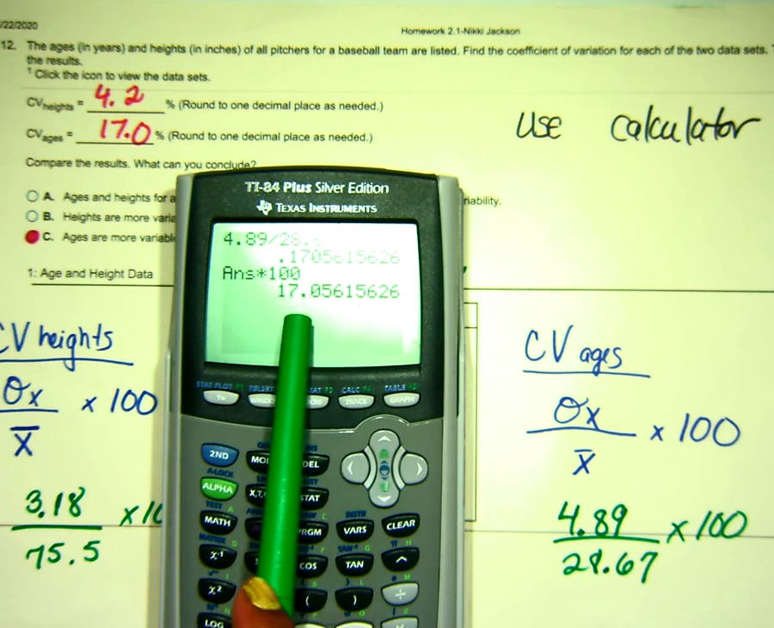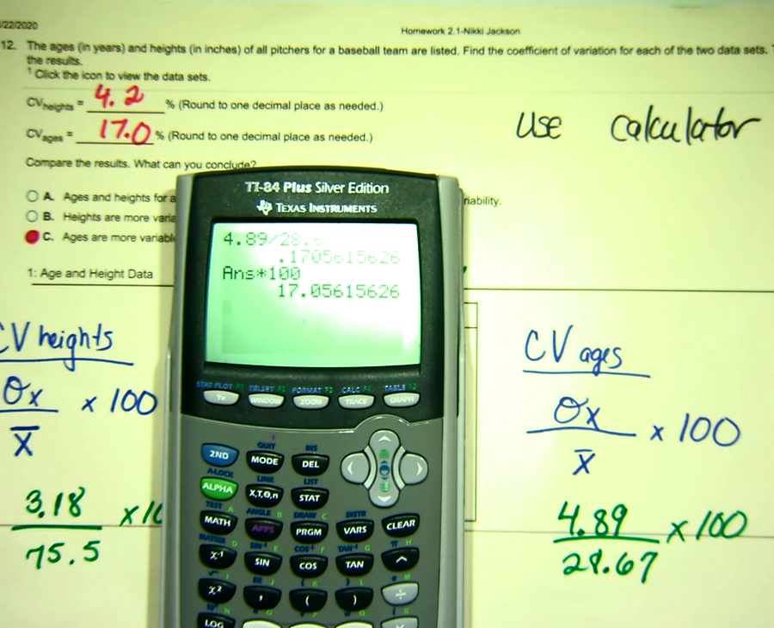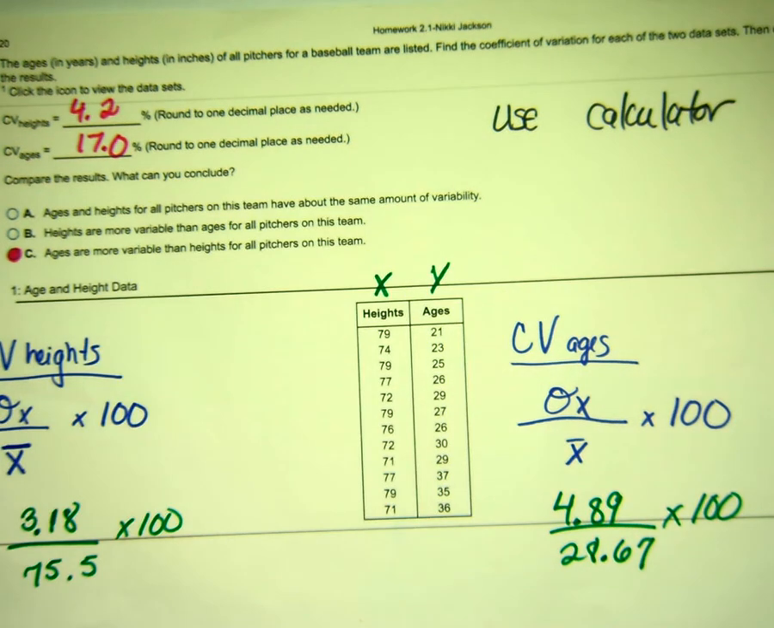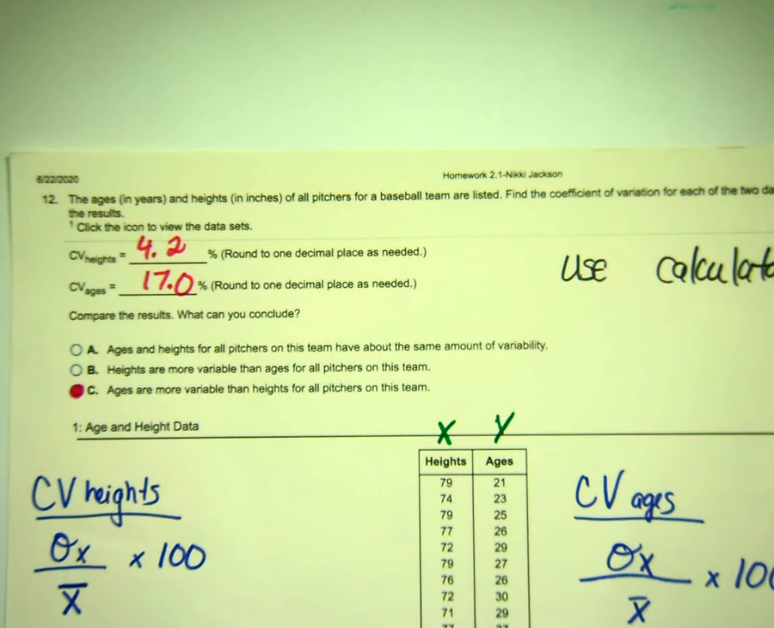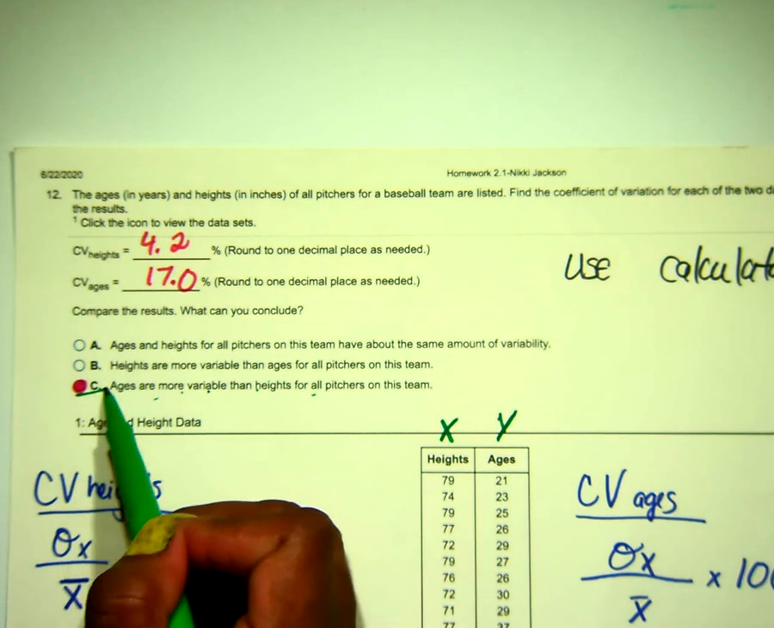We might be a slight bit off right here because if we were to round correctly, that would have been 17.1. But I'm just going to keep it as a 0 for preciseness because I did this on the computer. But I am reviewing it while you're doing it. So there you see, I'm not rounding in this case. So if you're looking at both your CVs, notice how your ages is the higher one. Therefore, ages are more variable than heights. Therefore, your answer is C.